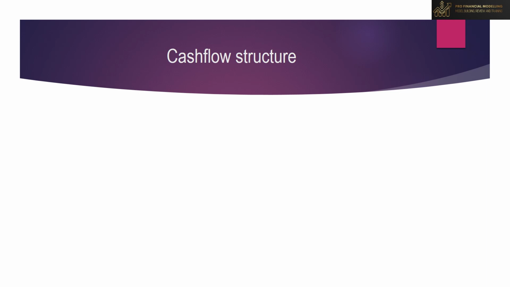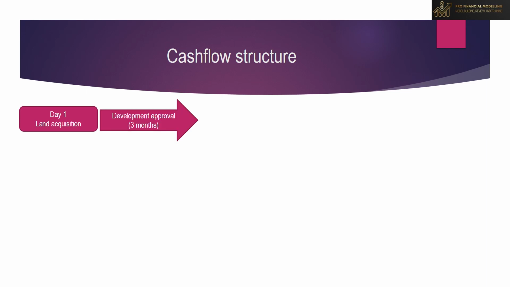In this slide we are going to understand the basic cash flow structure of a warehouse in terms of its timeline, regarding how cash moves within the project. So deals start with the land acquisition. The land is acquired on day 1 of the model, which is also the model's start date. Post acquiring the land, the developer applies for the approvals for construction. Generally, it takes around 3 months to receive the approvals.